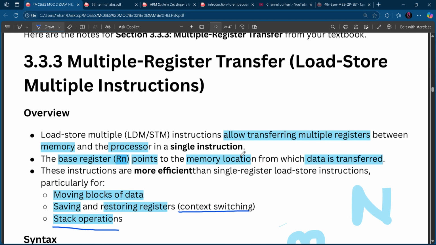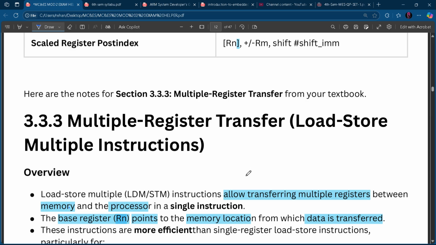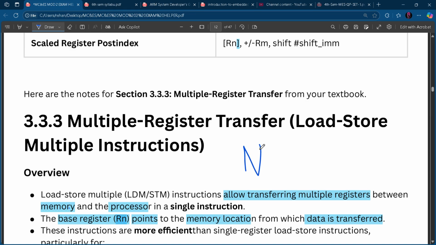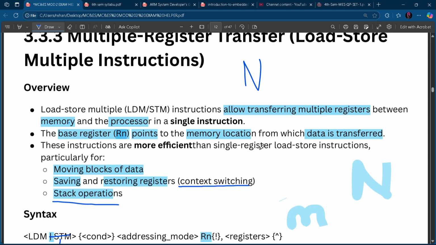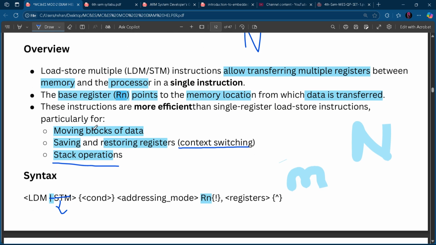Now we'll move to multiple registers. In multiple registers there will be more than one register, so let there be n; n is the total number of registers. That's the only difference over here. Rn is the base register. See how it is more efficient for moving blocks of data. Single data is different, blocks of data is different. It is used for saving and restoring, context switching and stack operations.